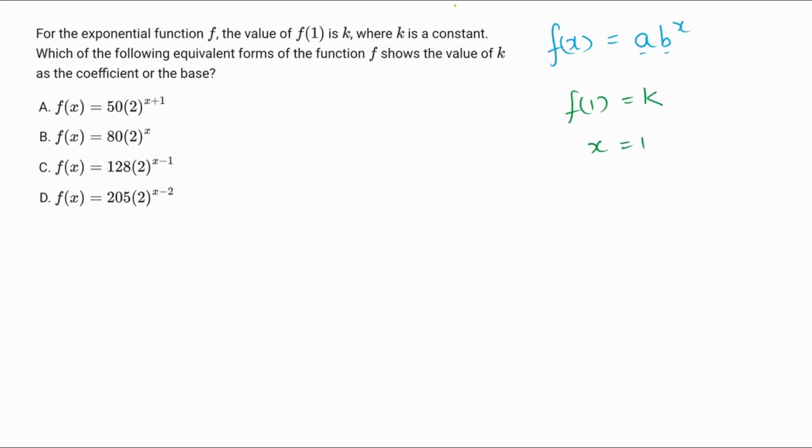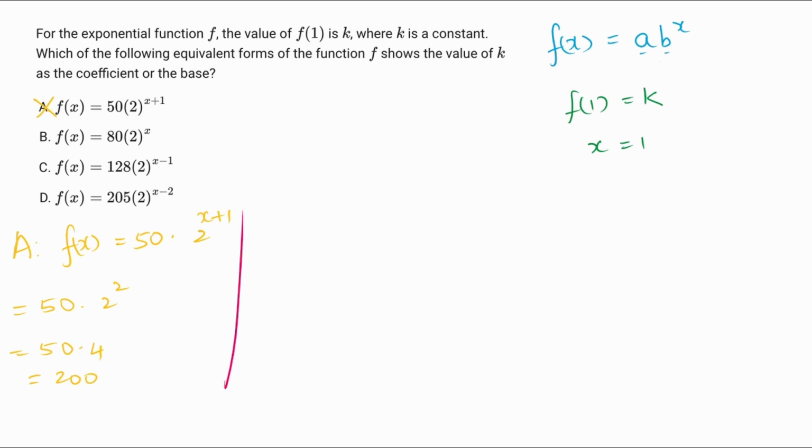So all I'm going to do is substitute my x value to be equal to 1 in all these four options and find out which one has a value which is present in the coefficient or in the base. So let's consider our first option, that is option A is given by f of x is equal to 50 times 2 to the power x plus 1. So when I substitute x to be equal to 1, I'm going to get 50 times 2 to the power 2, which is equal to 50 times 4, which is equal to 200. So 200 is neither present in the coefficient or in the base. Therefore, option A is wrong.